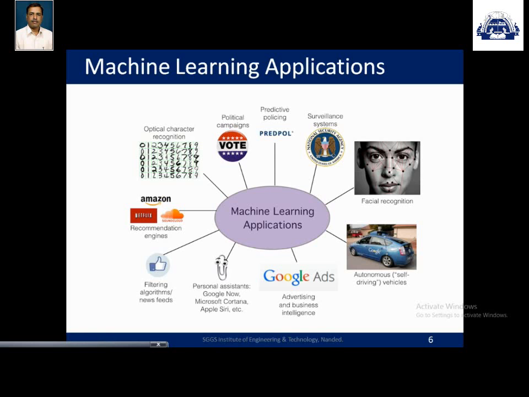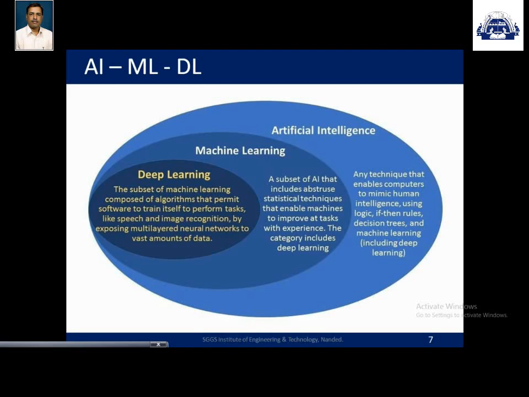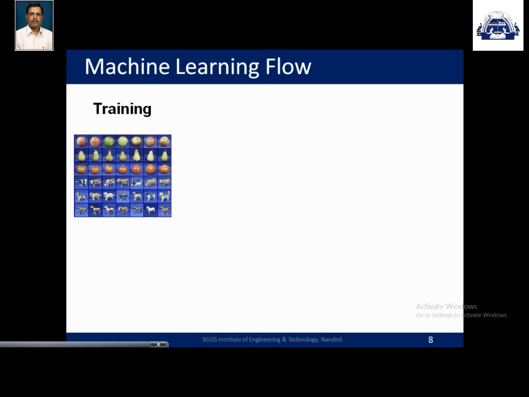There is a small difference between artificial intelligence, machine learning and deep learning. Deep learning is a subset of machine learning, while machine learning and deep learning are both subsets of artificial intelligence. Artificial intelligence is basically any technique that enables computers to mimic human intelligence using logic, if-then rules, decision trees and machine learning. Machine learning is the study of algorithms so that a specific intelligence can be incorporated into the machine, while in deep learning, machine learning algorithms are implemented with neural networks.